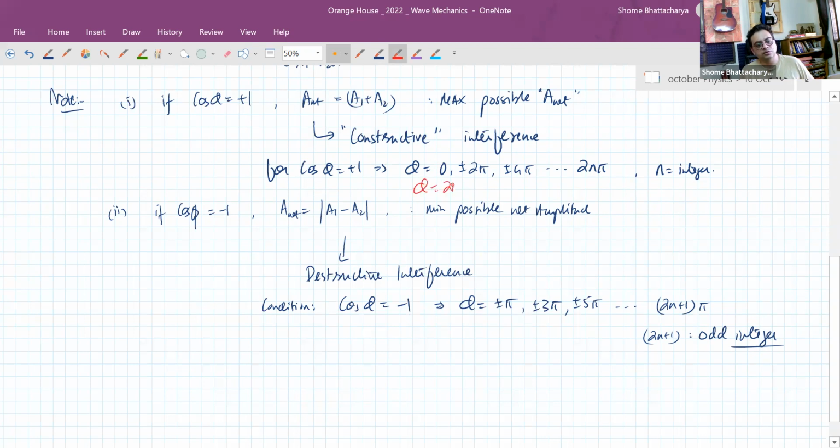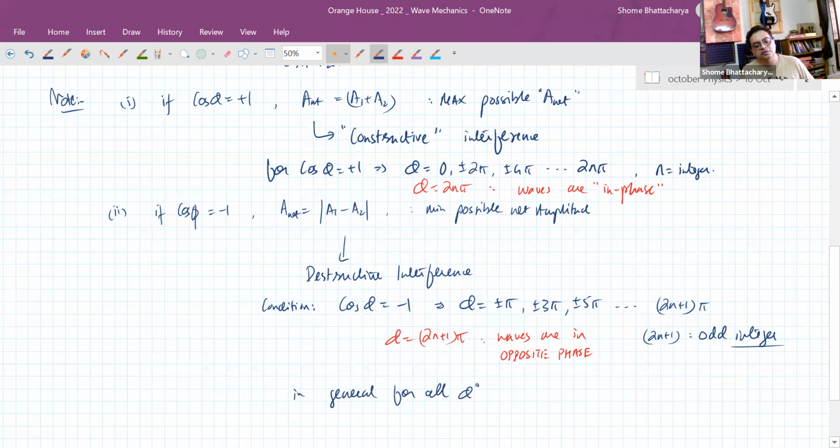So phi in general equal to 2n pi means that the waves are in phase. In phase is another term used for this. And phi equal to an odd multiple of pi means that the waves are in opposite phase. And in general, for all phi, the net amplitude ranges between A1 plus A2 and the difference of A1 and A2.